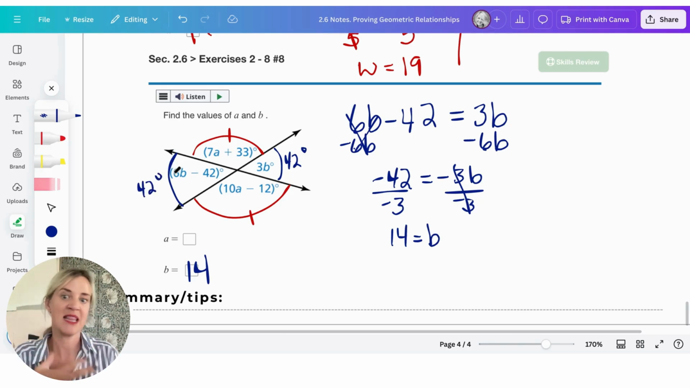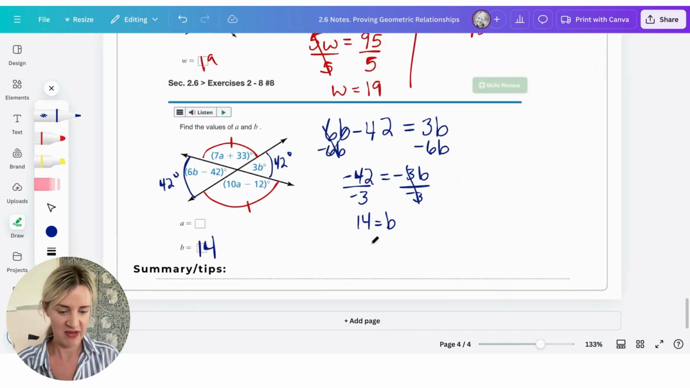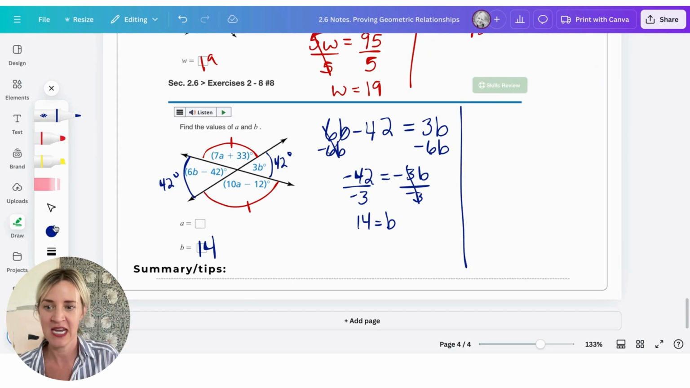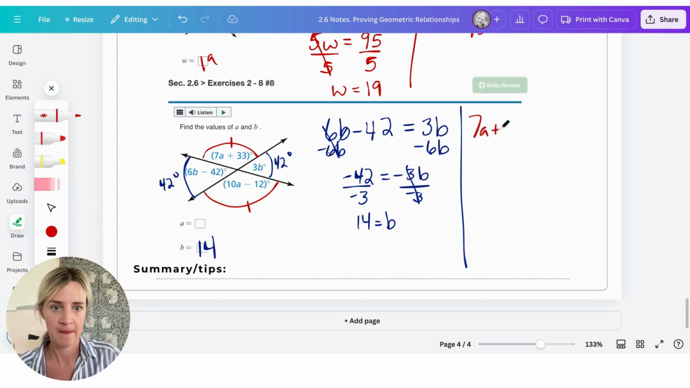We could then use that linear pair. We could say 7a plus 33 plus 42 is 180. All sorts of different options here, but let's just stick with the vertical angles because I feel like we're getting pretty good at that one here. So our next equation then to find a, we could use the fact that 7a plus 33 is going to equal the vertical angle with that one, 10a minus 12.